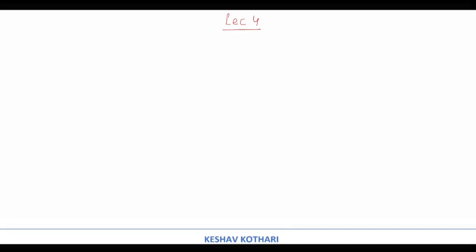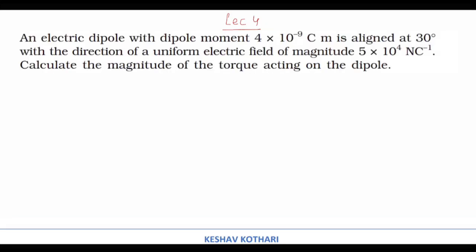So let us begin with a problem. An electric dipole with dipole moment 4 into 10 to the power minus 9 coulomb meter is aligned at 30 degree with the direction of uniform electric field of magnitude 5 into 10 to the power 4 Newton per coulomb. Calculate the magnitude of the torque acting on the dipole.